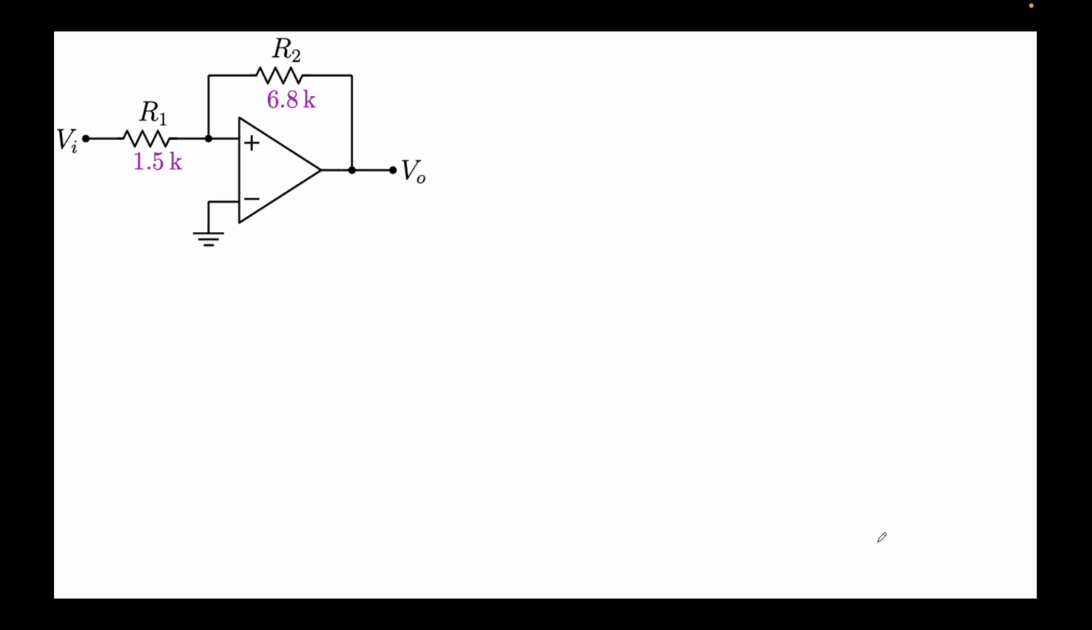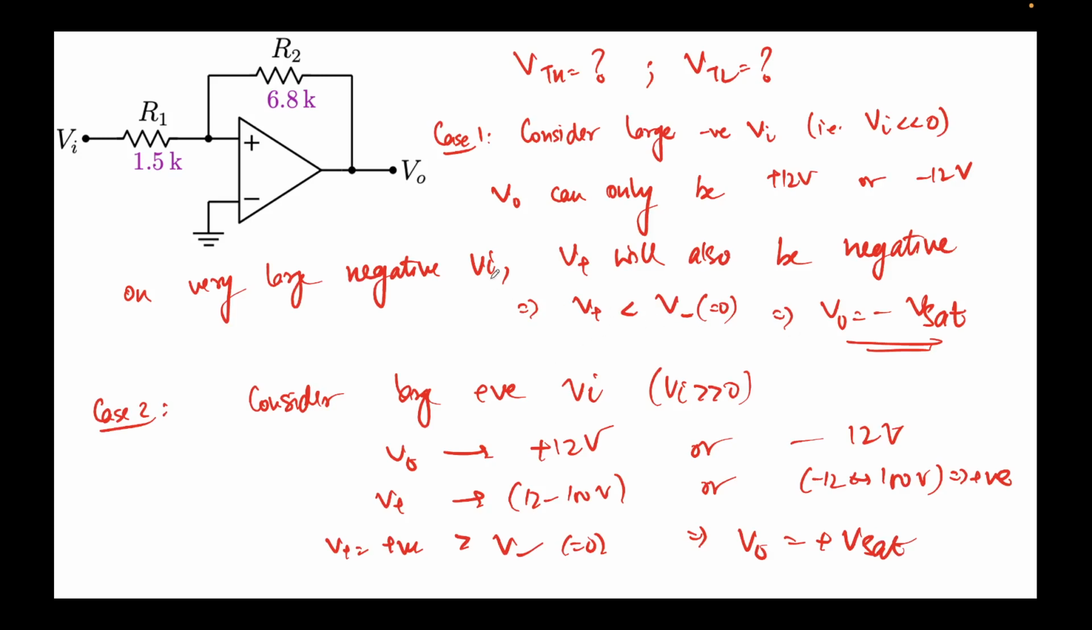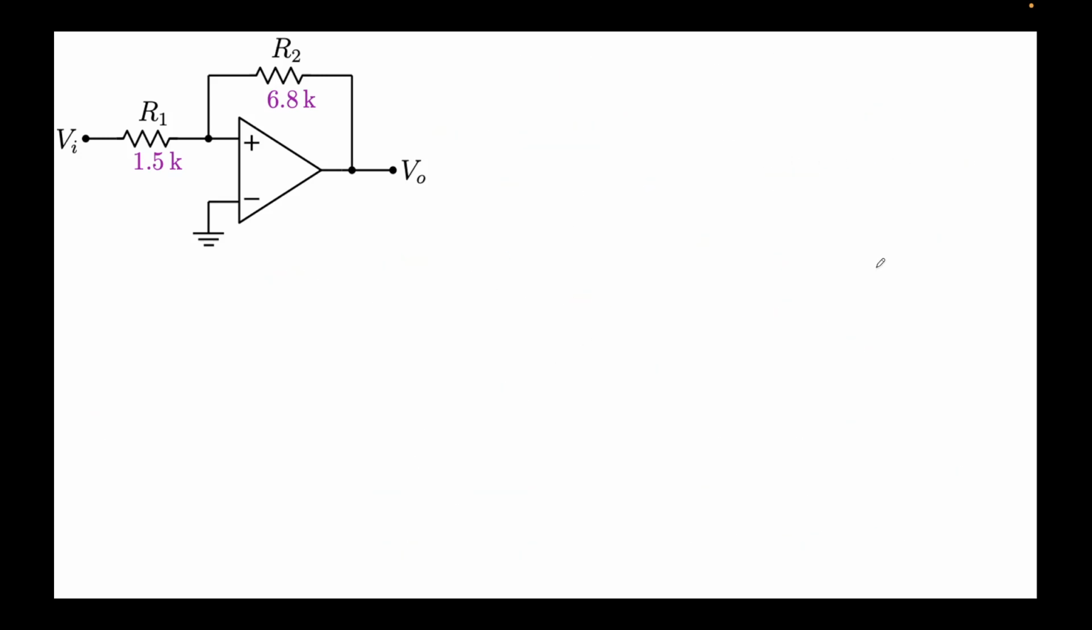Now what we know is that for Vi very negative, V out should be minus V sat. So I'll just draw this diagram. This is Vi, this is V naught. For very large negative, this should be minus V sat, and for very large positive, this will be plus V sat. So this is plus 12, this is minus 12. So the hysteresis will be happening somewhere over here, correct?